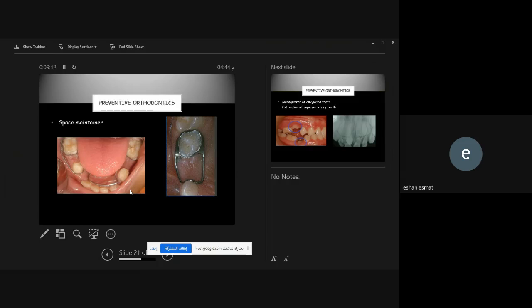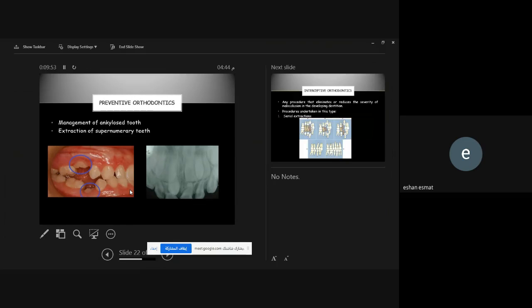Preventive orthodontics: here there are problems, and we try to prevent them, for example early missing teeth. In this slide you see a patient who has early missing of the E or D, so we make a space maintainer for him to protect the space. If you don't protect it, or don't use this appliance, the patient will have a problem in the future, like losing the space and the 5 or 4 erupting in another position, so they need fixed orthodontic treatment.